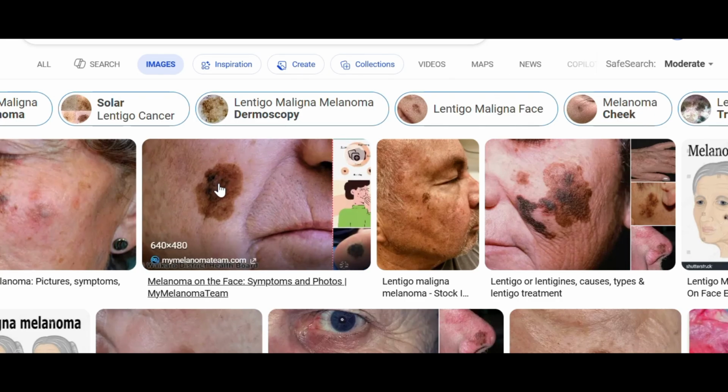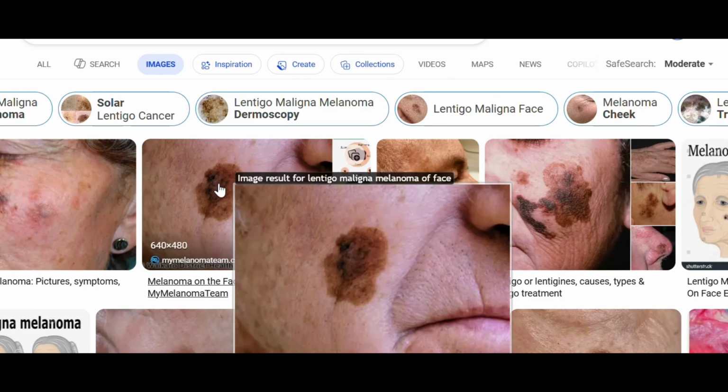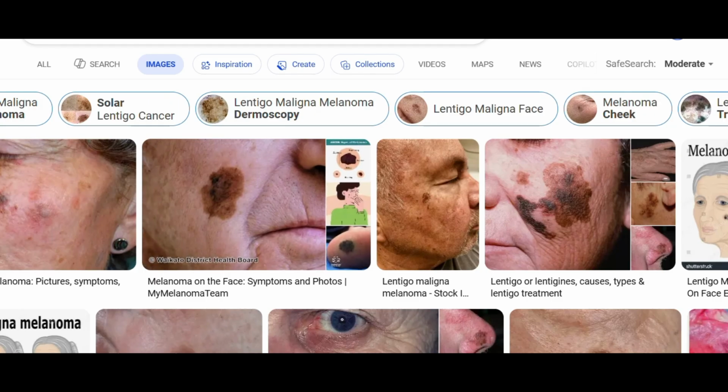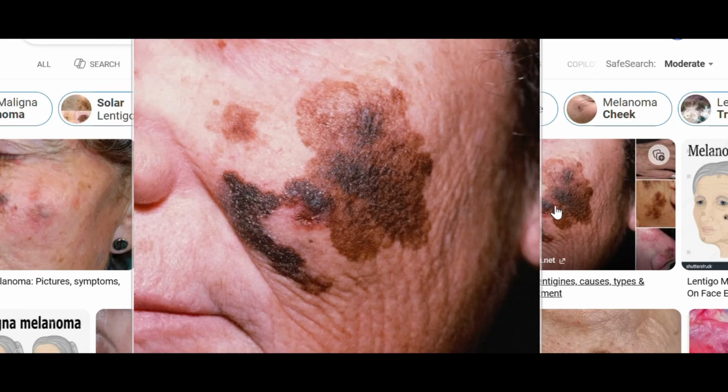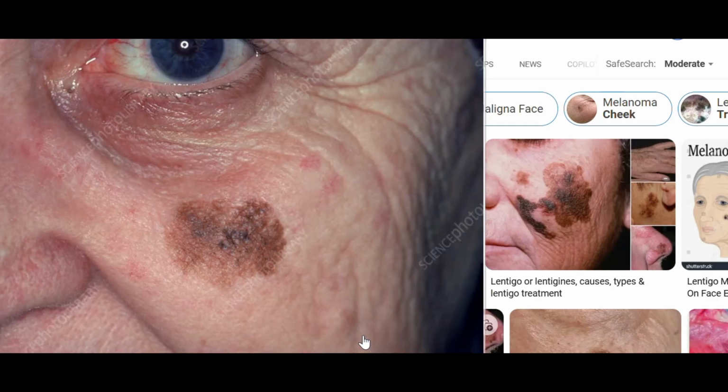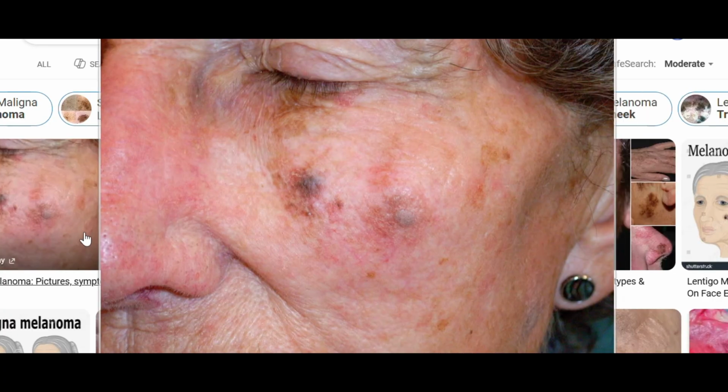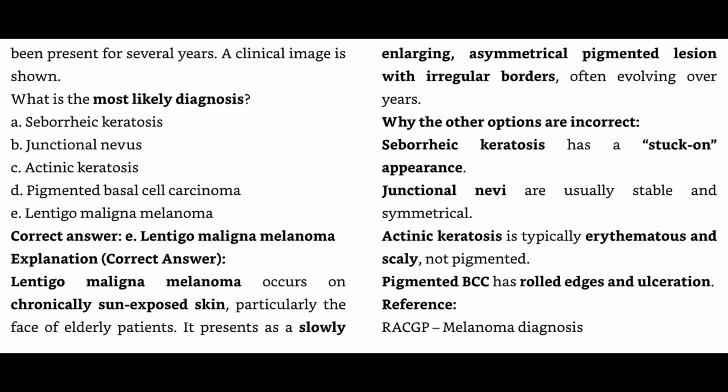This is the lentigo maligna melanoma, a slowly growing pigmented macule over the sun-exposed areas, particularly the skin of old age. Another one: a slowly growing pigmented macule over the face of an old patient. Lentigo maligna melanoma.